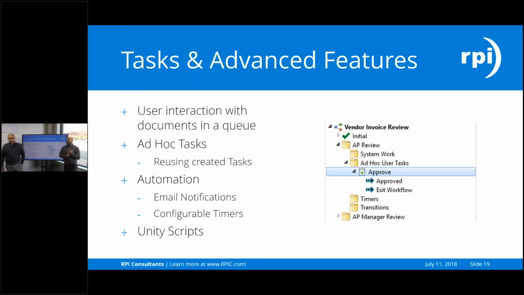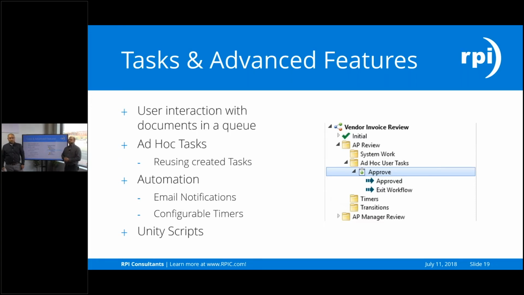Okay, so then we also have tasks and advanced features. So the tasks you saw in the demo, we used some ad hoc tasks. The goal of tasks is to provide user interaction points where, in our example, they can approve or deny the payment of an invoice. This can be done in a lot of different solutions. One of the examples Pitts used earlier was an HR solution.